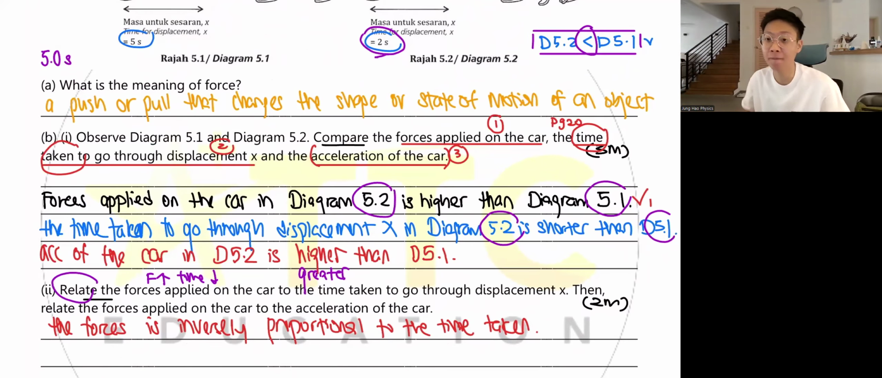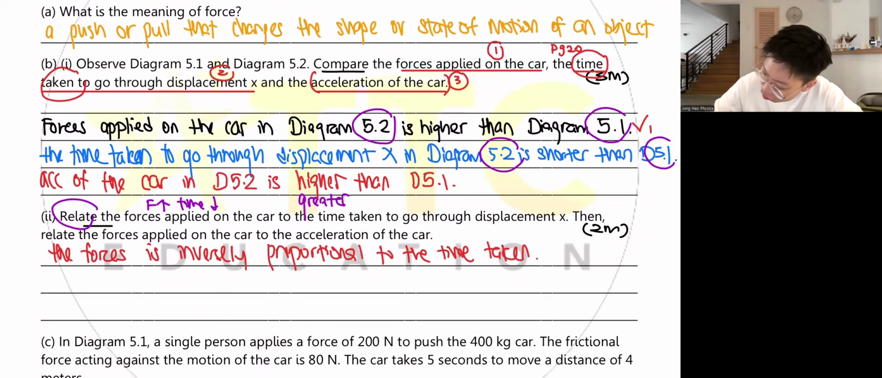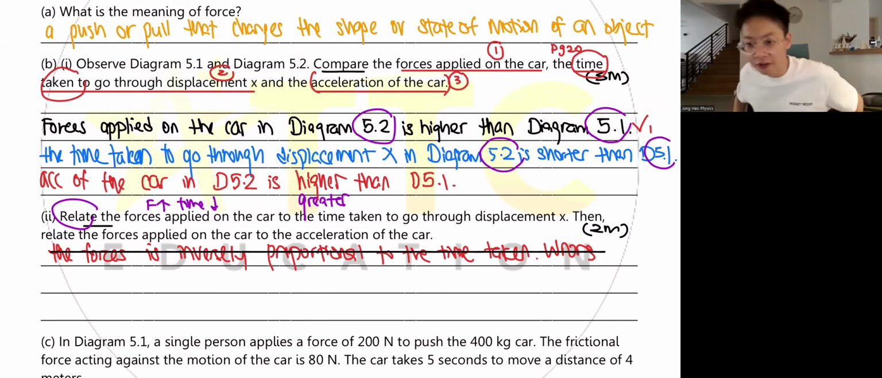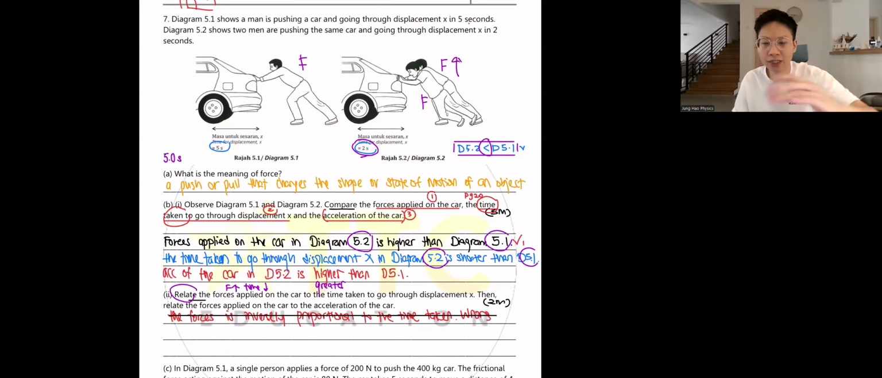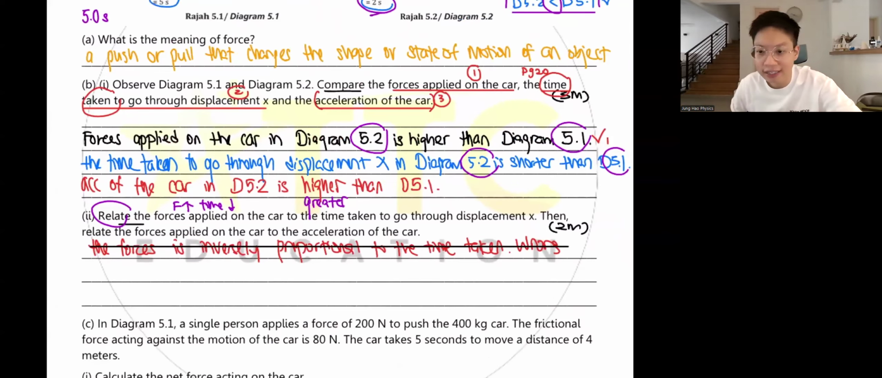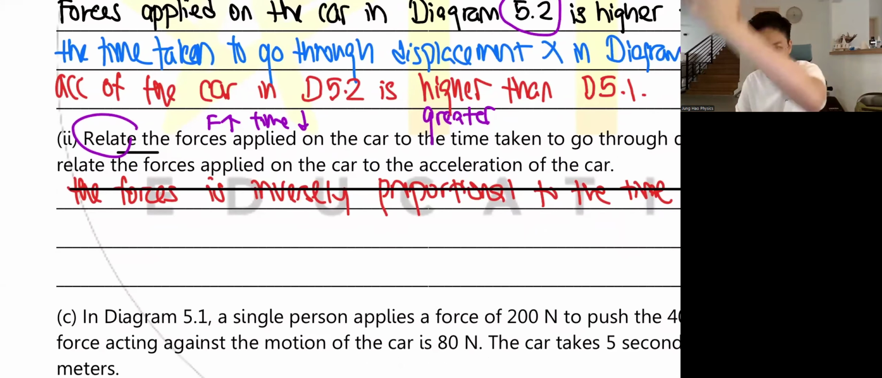So the answer is wrong, this is wrong. Okay, why? Because there is no graph. You don't even know the shape, whether it is a curve or a straight line. So when the whole picture has no graph, don't ever write inversely proportional, directly proportional, or increasing. No. We will state the relationship that we see, which is when this increases, that decreases.